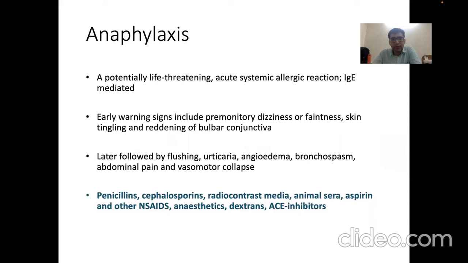Anaphylaxis is a life-threatening acute systemic allergic reaction, IgE mediated. Early warning signs include faintness, skin tingling, and reddening of the bulbar conjunctiva. Later followed by flushing, urticaria, angioedema, bronchospasm, abdominal pain, and vasomotor collapse. Penicillin, cephalosporins, radio contrast media, animal sera, aspirin, and other NSAIDs can cause such a reaction.